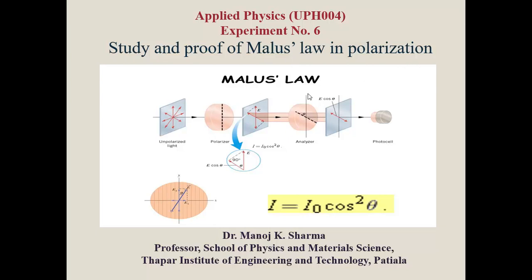As far as Malus Law is concerned, it says that when unpolarized light is fed on a polarizer, it becomes polarized, and then subsequently if this polarized light is fed on the analyzer, then depending upon the orientation of the analyzer, one can find the intensity of the outgoing beam. So this is what we will analyze as far as this particular experiment is concerned.